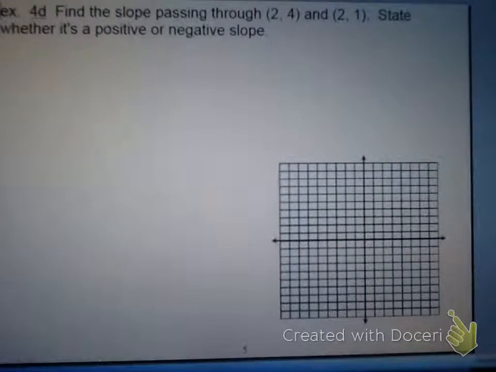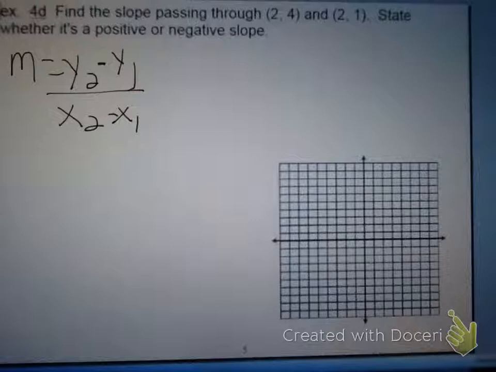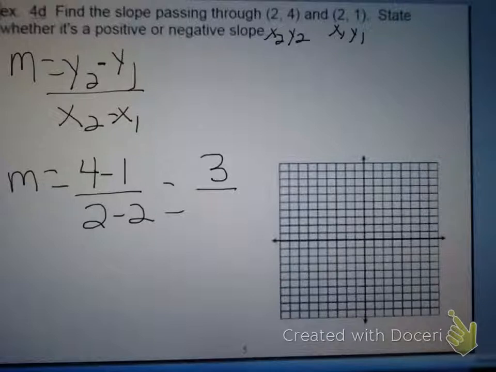Example 4D, find the slope passing through 2, 4, and 2, 1. Again, I'm going to write the formula down. Always write the formula down. I'm going to give the first one my x2, y2, and my second x1, y1. So my y2 is 4 minus 1 over 2 minus 2. 4 minus 1 is 3 over 0.